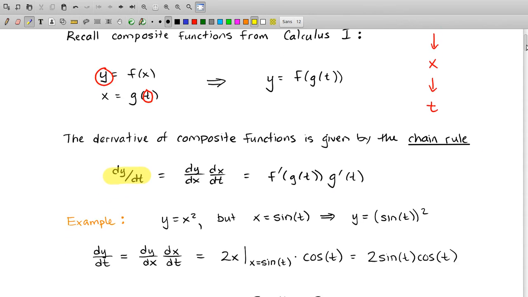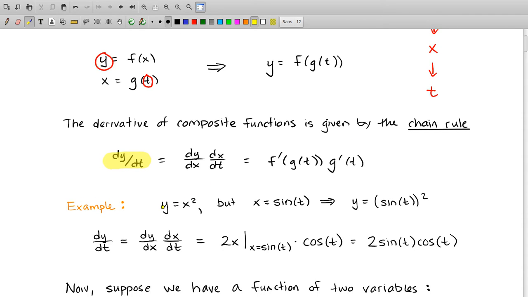All right, and even just a brief example. Our outer function is y equals x squared. x, however, depends on sine of t, so the total function is y equals sine of t quantity squared. The derivative dy/dt is dy/dx times dx/dt. Well, dy/dx is 2x, evaluated at x equals sine of t, times the derivative of x with respect to t, which gives us cosine of t, and we get our final answer here, 2 sine t cosine t.